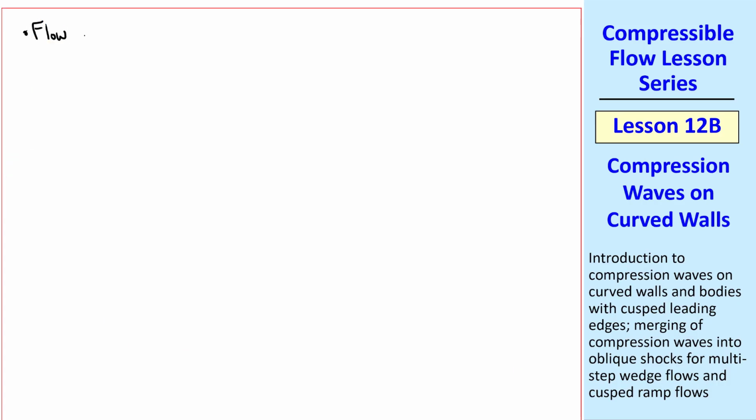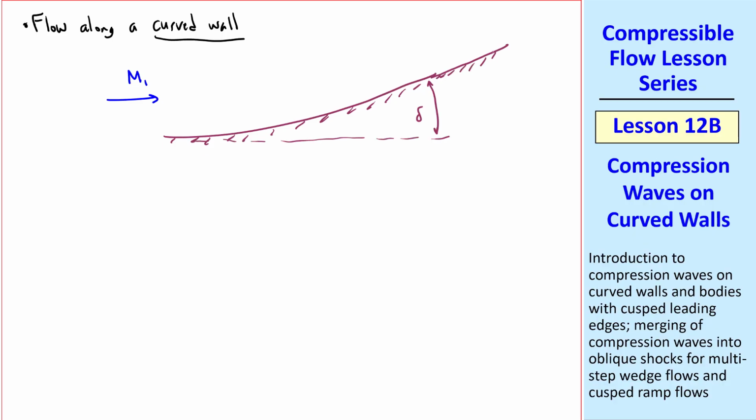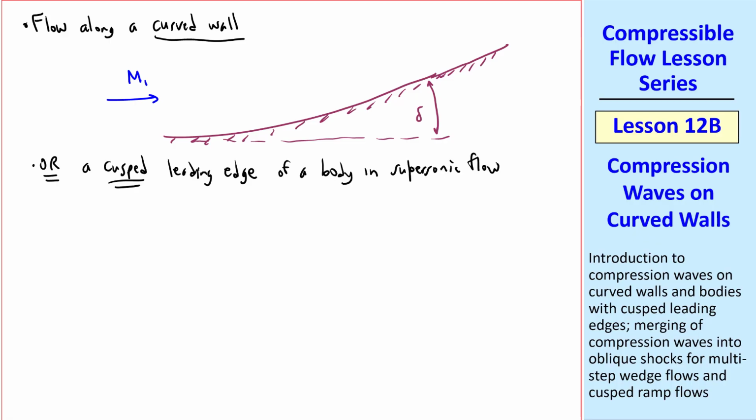Now consider flow along a curved wall rather than a sudden change. For example, a wall like this, with supersonic Mach number coming in, and total wedge angle or wall angle delta, as this eventually becomes straight. Or, similarly, imagine a cusped leading edge of a body in supersonic flow, which would look something like this, where it's aligned exactly with the flow, with 0 degrees here, and then again some curved wall like this. Again, we'll analyze only the two-dimensional forms of these.